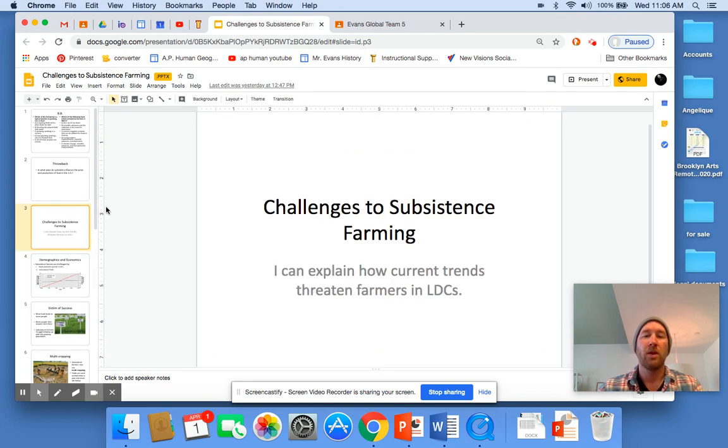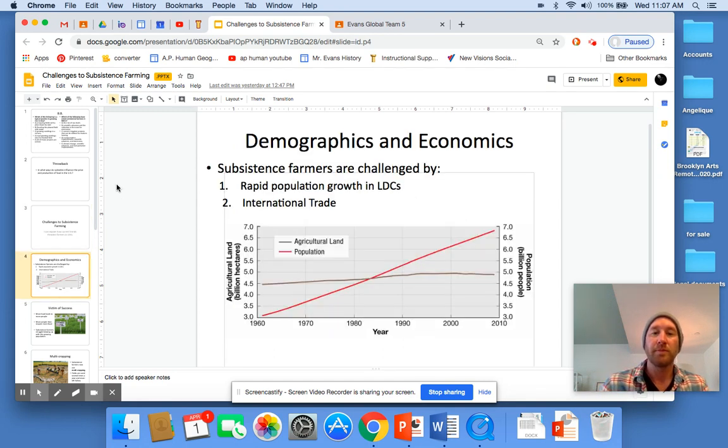All right, we're going to look at challenges to subsistence farmers. All right, and there are many. Let's start just with population. So we know that the vast majority of population growth in the world is happening in LDCs, right? So here's our population going up. Here's the agricultural land. So we got more people, but not a lot more land. This kind of sounds like Thomas Malthus to me. And the other challenge is international trade. We talked about subsidies and how that harms farmers in LDCs because they can't compete with the rich countries.